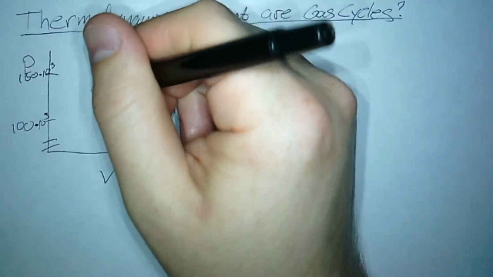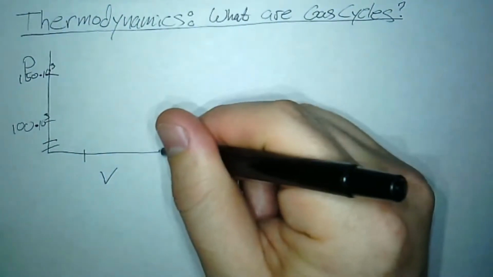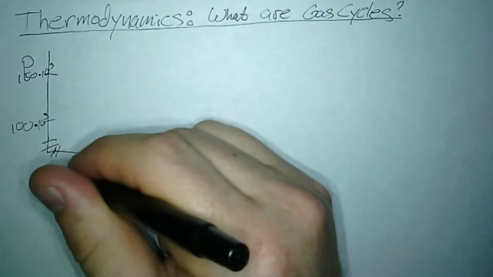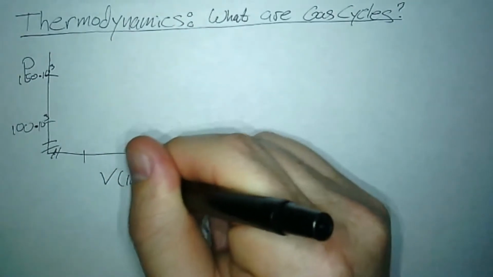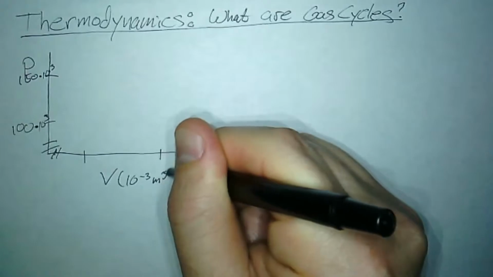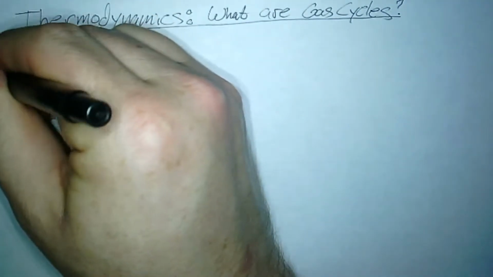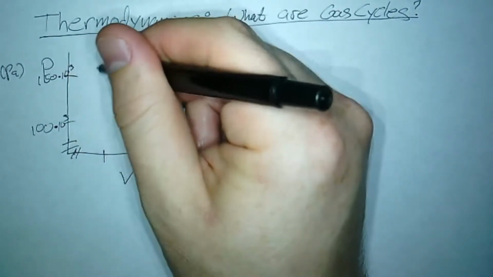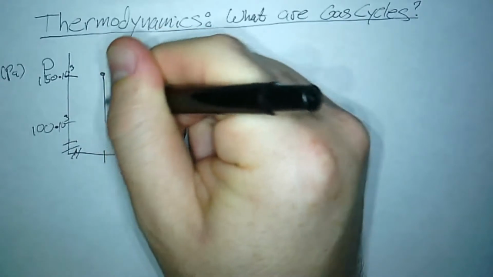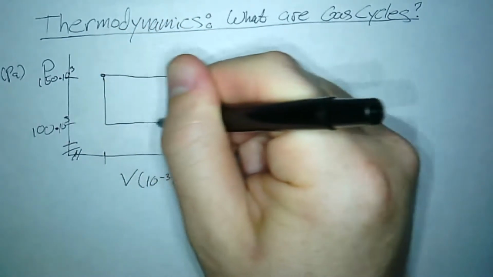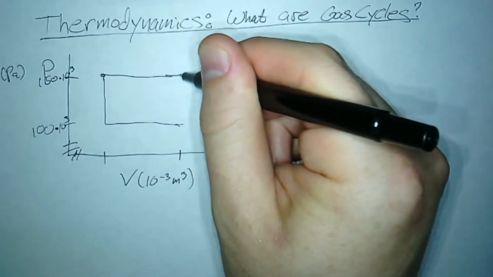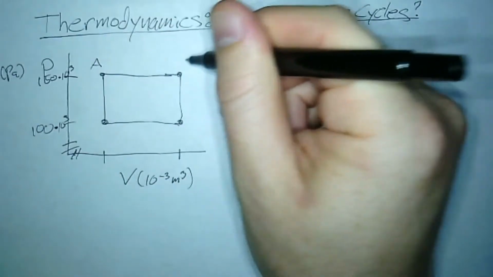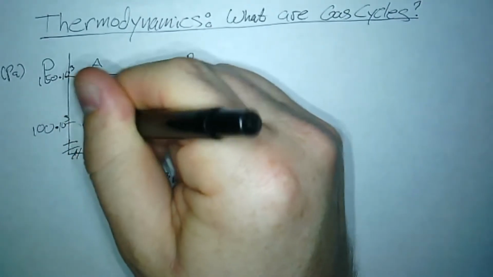So a real basic cycle in terms of just what you can see on here, we'll make this broken too. We'll make this in units of 10 to the negative 3. I should have done that with the other, but oh well, meters cubed. And this will be in units of pascals. So a real basic one would just be a square. I talked in the other video about the different processes. So you start here, go to here, this way, and this way.